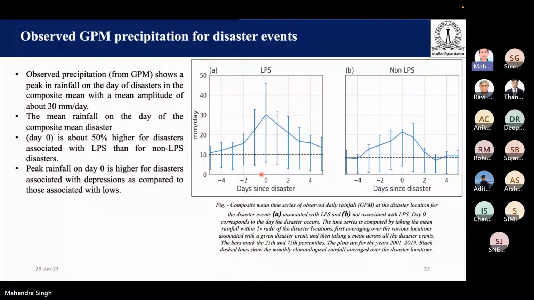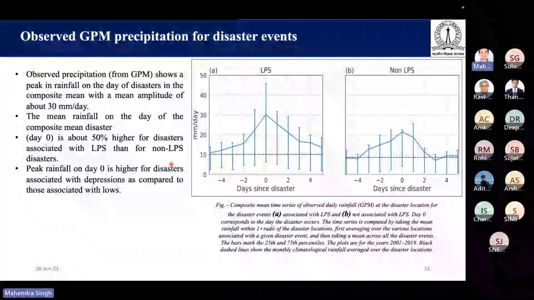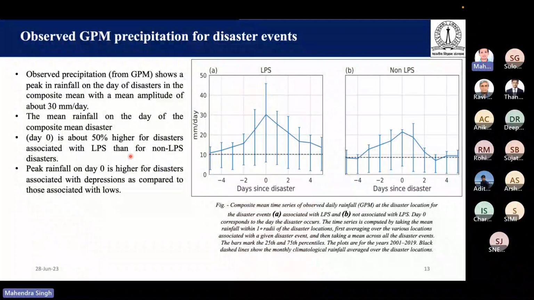So here we can see that most of the rainfall is on the day of the disaster. Also we can see that at day zero, rainfall is around 50% higher when disaster is associated with the LPS as compared to non-LPS disaster.